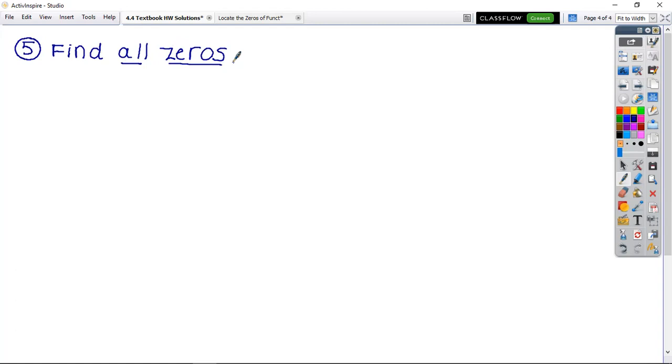In your function, I want you to write f of x is equal to x to the 4th, plus 5x cubed, minus 27x squared, plus 31x, minus 10.